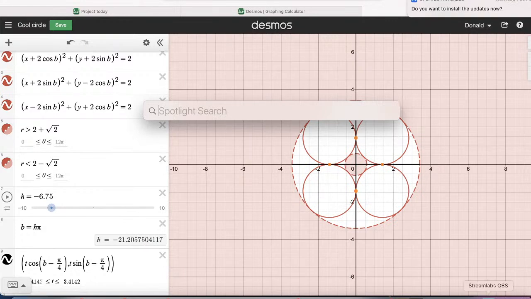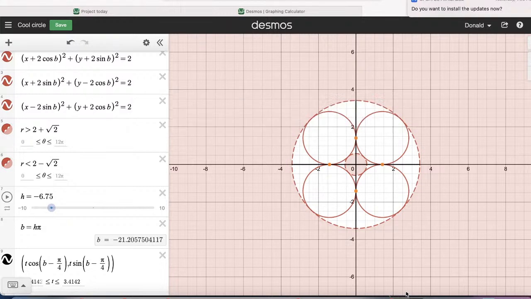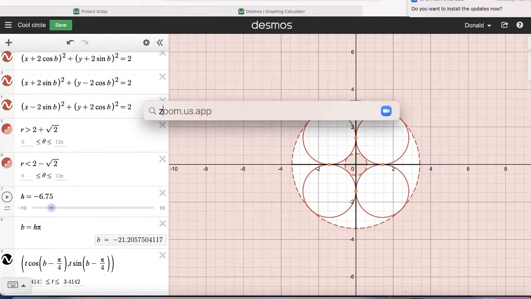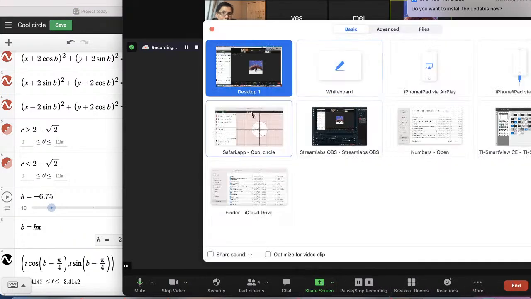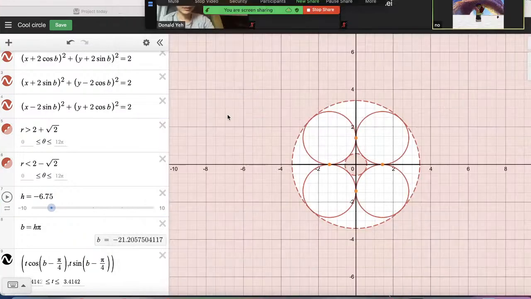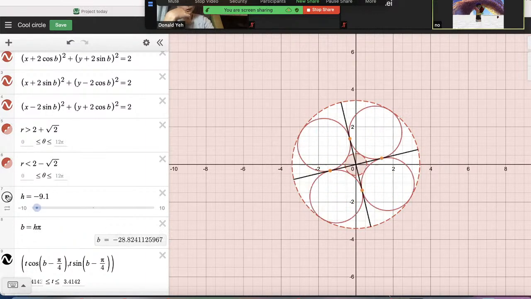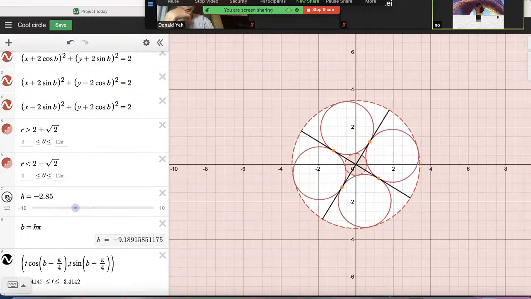Okay, so hold on a second. Let me share my screen first. Share screen, share desktop. There we go. So they make B is equal to H pi, and they spin the H, and they will go backwards.